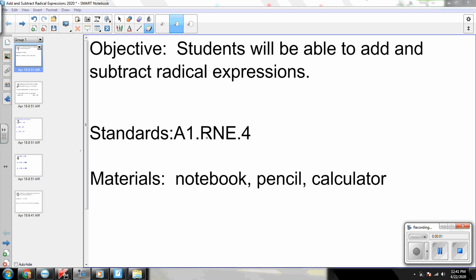This is Mrs. Show. Today our objective is to be able to add and subtract radical expressions.